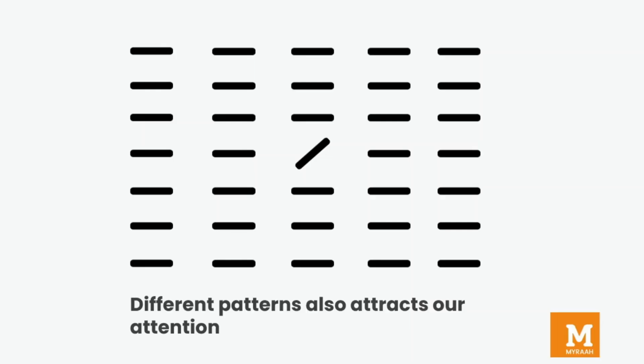It is not color only which makes something noticeable. Patterns also do the same. Let's look at an example. In this case, our eyes are drawn towards the stick which is inclined.